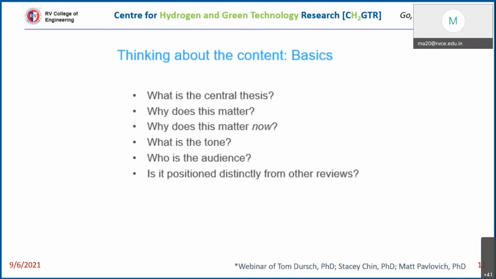And what is the tone? How are you going to present that content, and to whom are you going to present it? And how is it compared with or positioned distinctly from other reviews? Is it unique? Is it conveying additional information, more information? Is it giving a better understanding? These are some of the things you need to pay attention to while deciding the contents of your review paper.